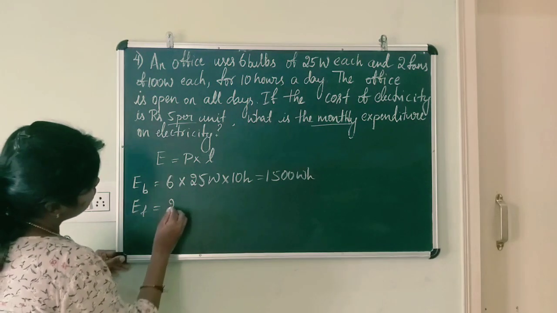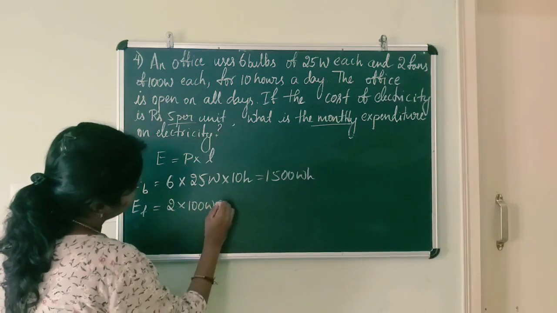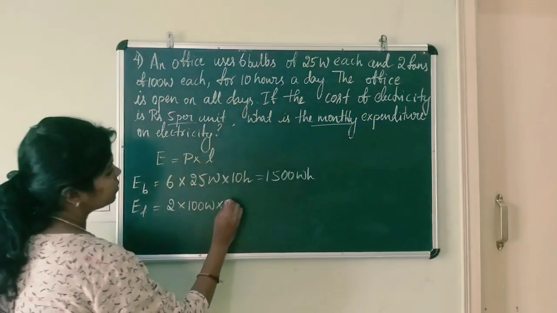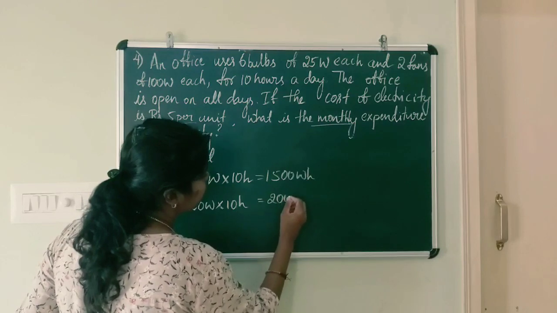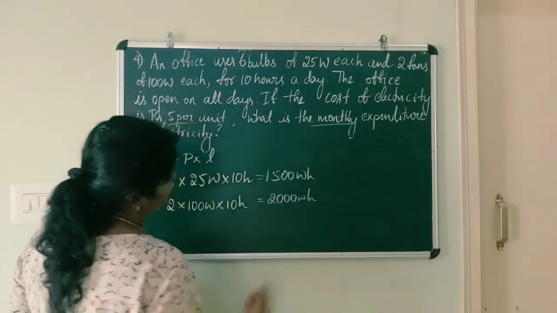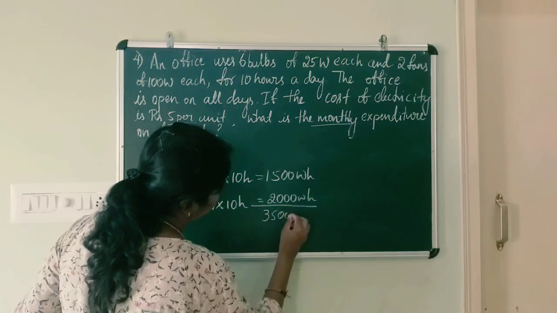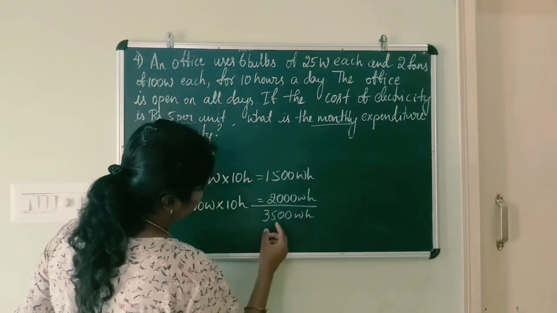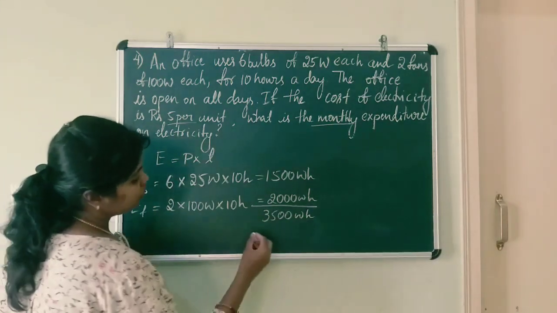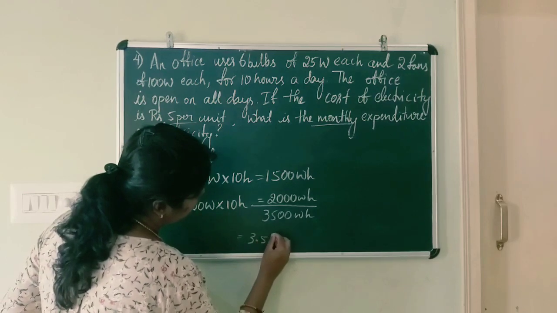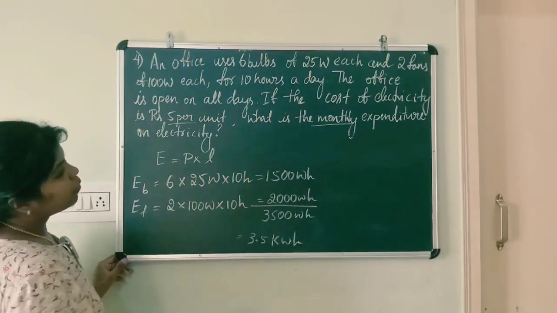Next, electric fan. There are 2 fans. 2 into power is 100 watt into time is 10 hours. Multiply them, you will get 2000 watt hour. Add both of them, 3500 watt hour. We have to write it in units, that is commercial unit. Divided by 1000, it becomes 3.5 kilowatt hour. This is for 1 day.